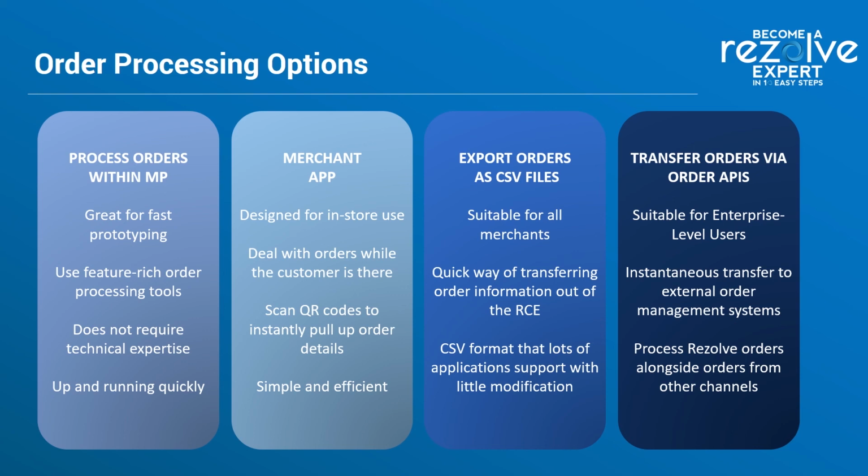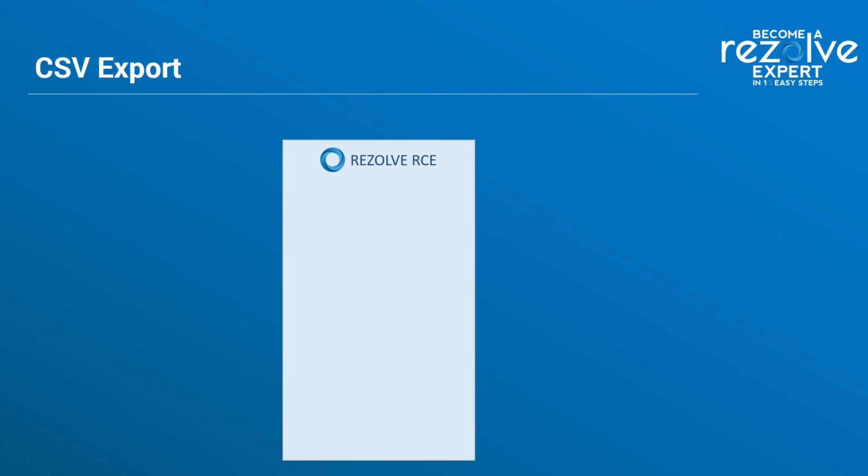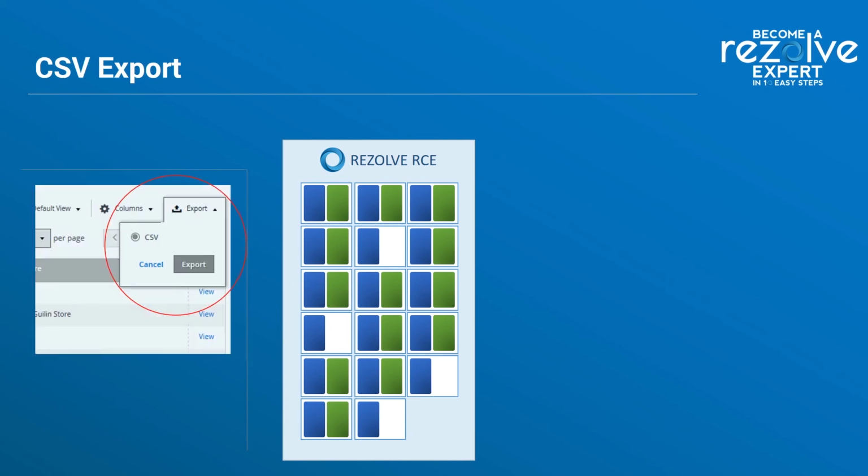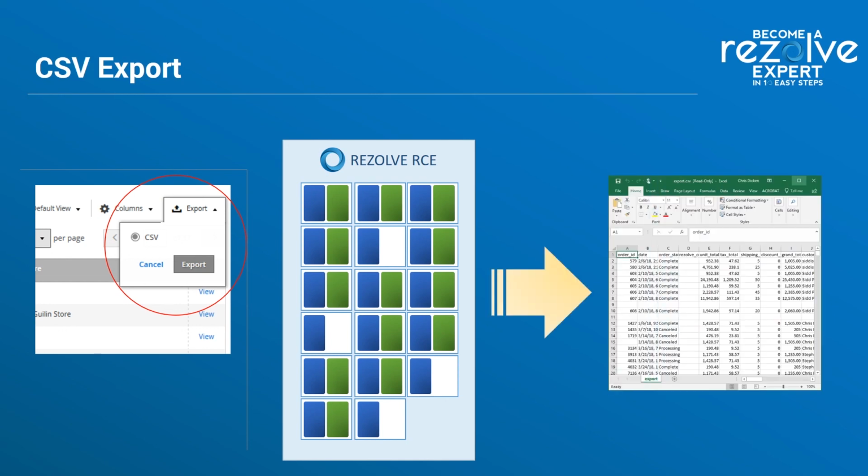So let's just talk a little bit more about those. So first of all, CSV export. So here's a Rezolve RCE. Here's a load of orders that we've got on various statuses of completion. And what you do within the merchant portal is you go up to the export option, click the export button, and that then generates a CSV file. And obviously CSV files you can open in Excel if you want to check it and do some work on it, and you can put those into other systems.